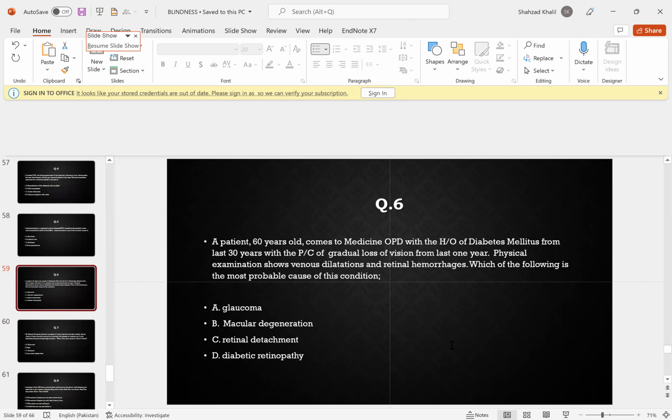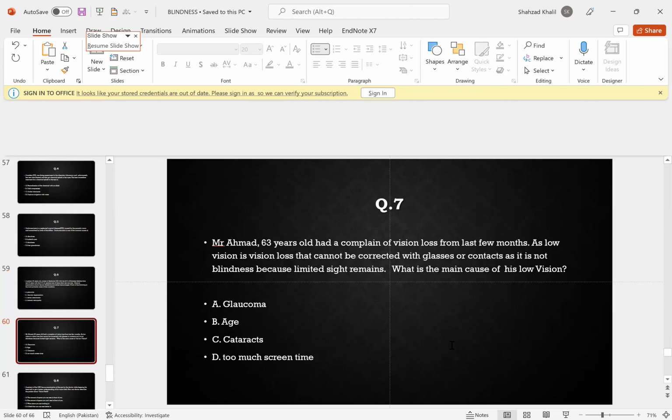A 60-year-old patient comes to the medicine OPD with a history of diabetes mellitus for the last 30 years, presenting with gradual loss of vision for the last 1 year. Physical examination shows venous dilatations and retinal hemorrhages. Which of the following is the most probable cause of this condition? Glaucoma, macular degeneration, retinal detachment, or diabetic retinopathy? Diabetic retinopathy. Yes, correct.